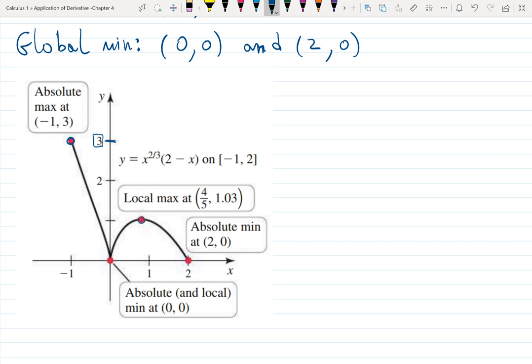This over here is local maximum. It was not the biggest one, even though we found it. 4/5, 1.03 is local maximum. Do you understand that it might be global maximum if I cut, say, over here? If I cut at -0.3, yeah? If I cut over here, then this left endpoint will be smaller.